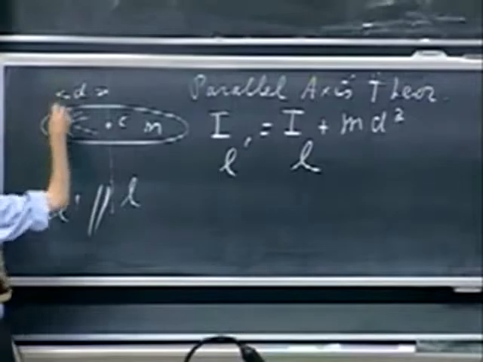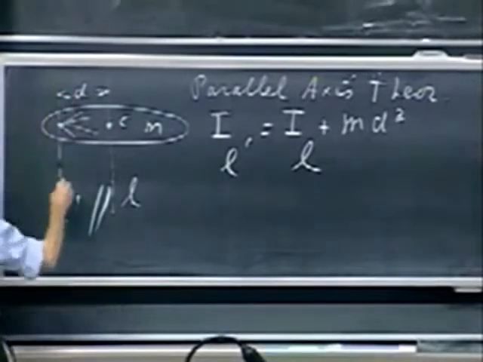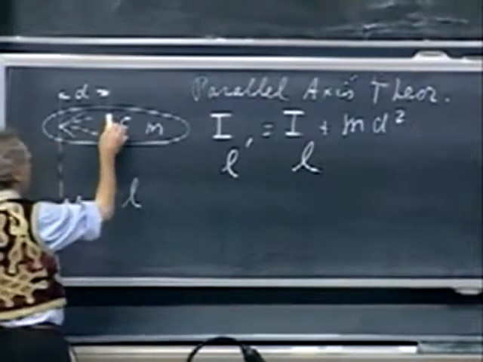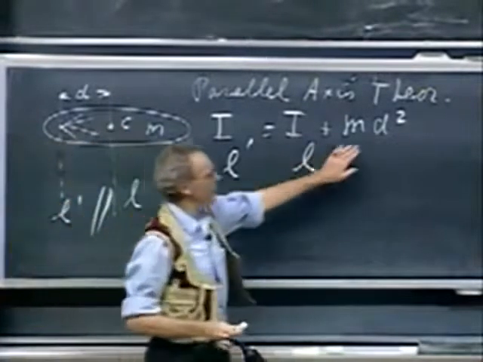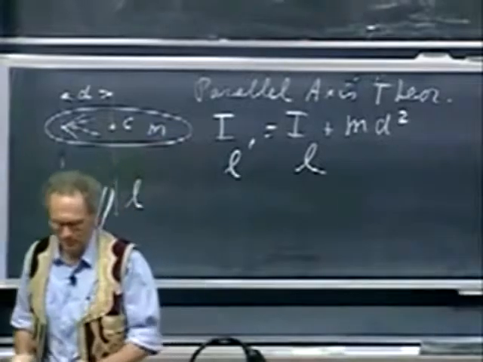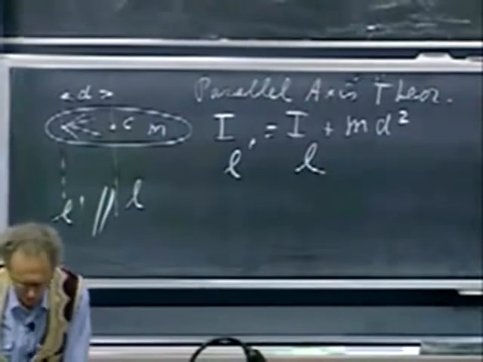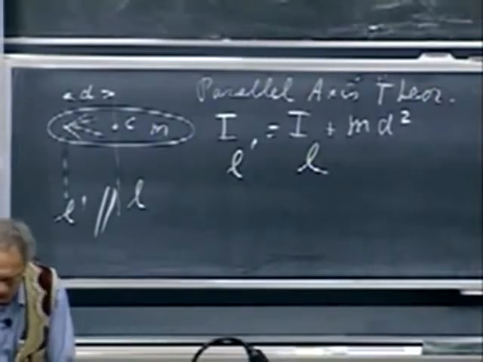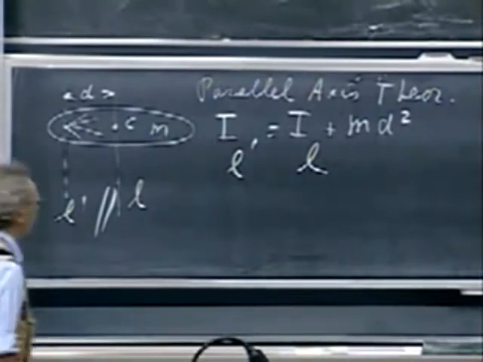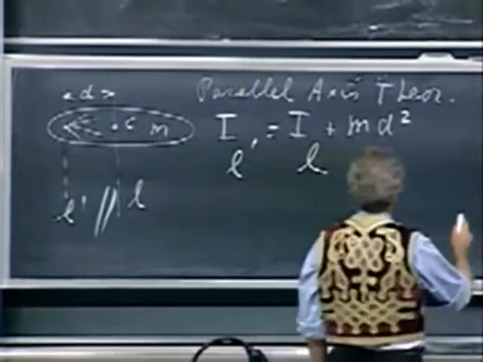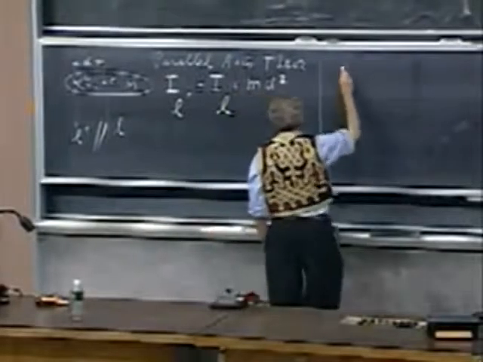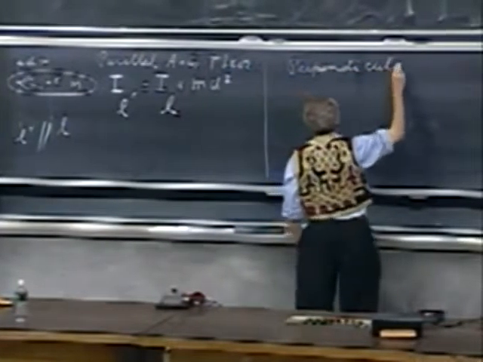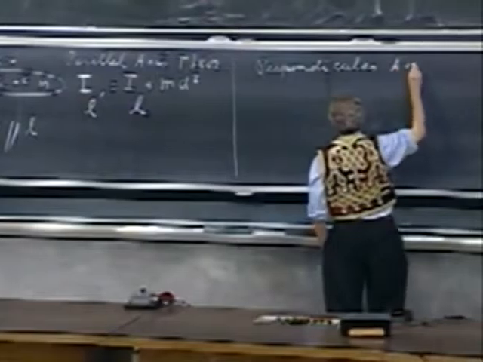Notice that the moment of inertia for rotation about this axis, which is not through the center of mass, is always larger than the one through the center. You see, you have this md squared. It's always larger. There is a second theorem, which sometimes comes in handy, and that only works when you deal with very thin objects. And that is called the perpendicular axis theorem.